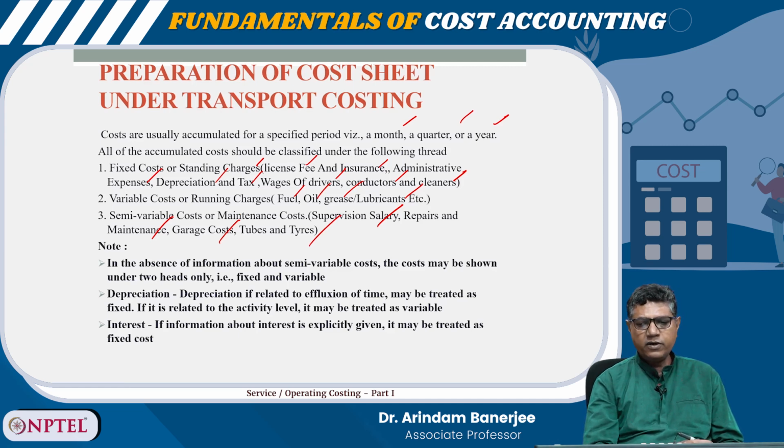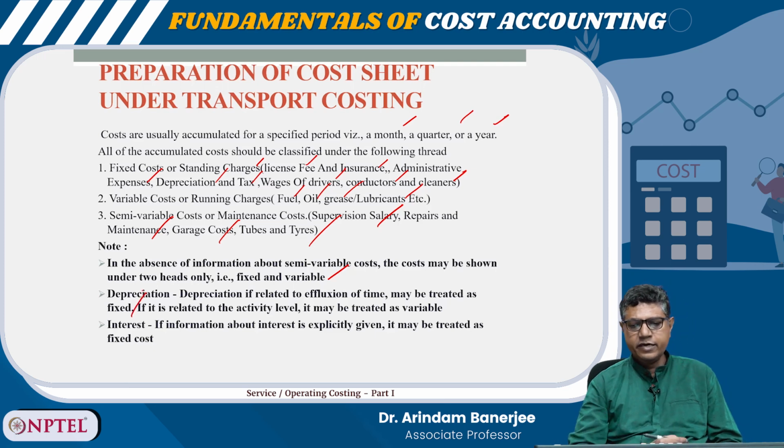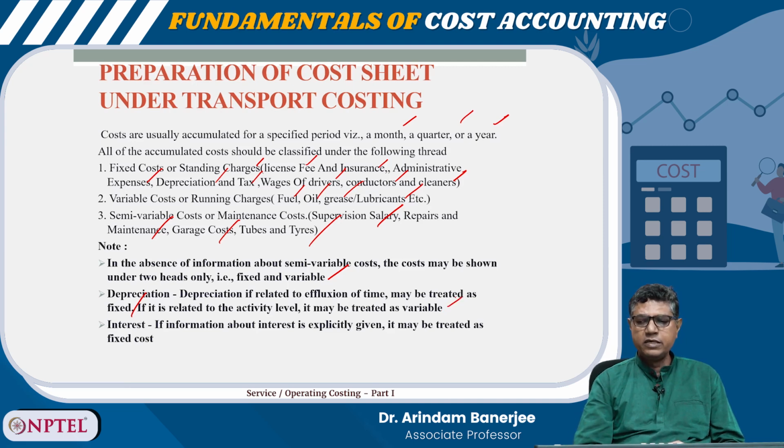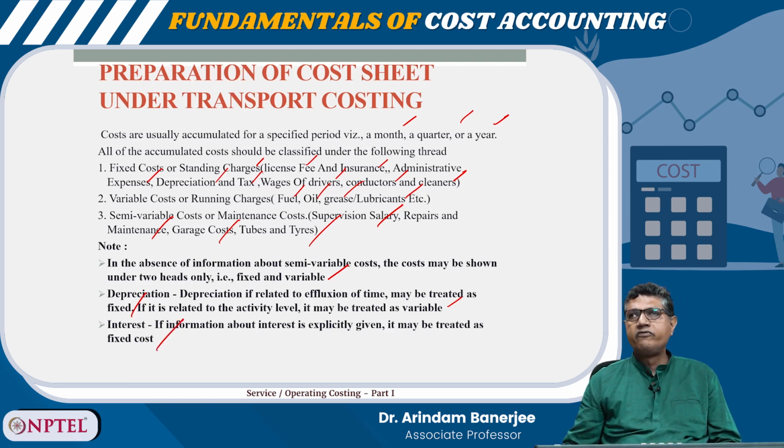Note, in the absence of information about semi-variable costs, the costs may be shown under two heads only, fixed and variable, right. Depreciation related to effluxion of time may be treated as fixed. If it is related to the activity level, it may be treated as variable. Interest, if information about interest is explicitly given, may be treated as fixed cost.